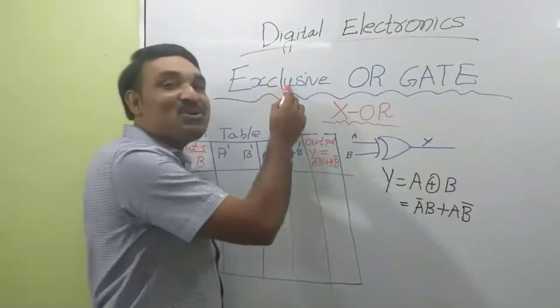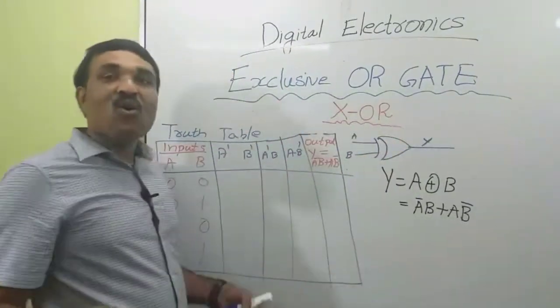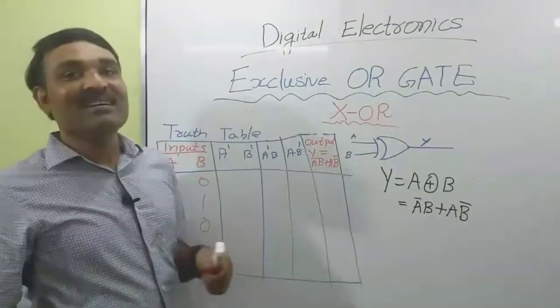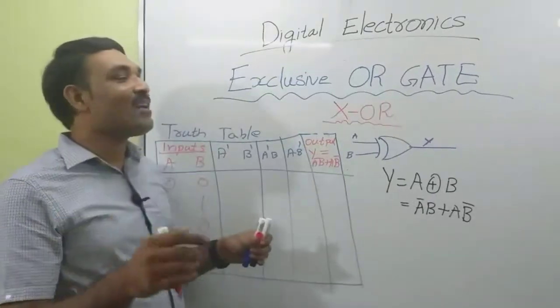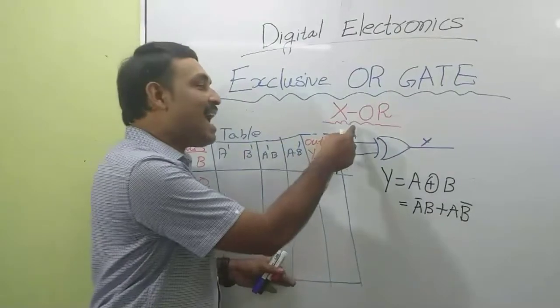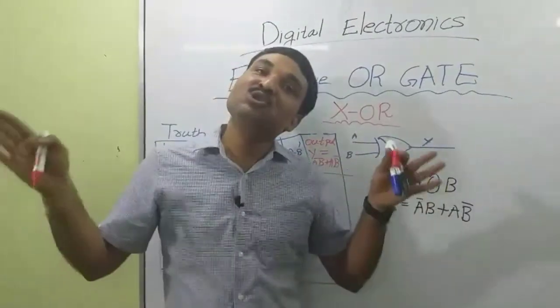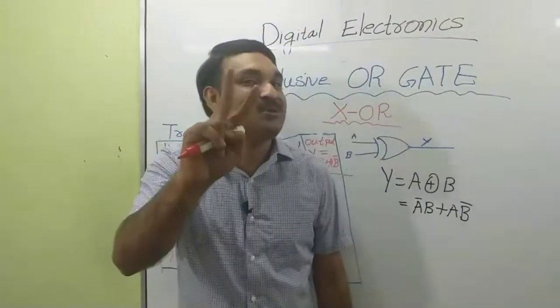Next is the exclusive OR gate. That is also called the XOR gate or simply the XOR gate. The circuit symbol for an XOR gate is this. So I have drawn here two inputs A, B and output is Y. The inputs may be more than 2 inputs, so the minimum number of inputs is 2.